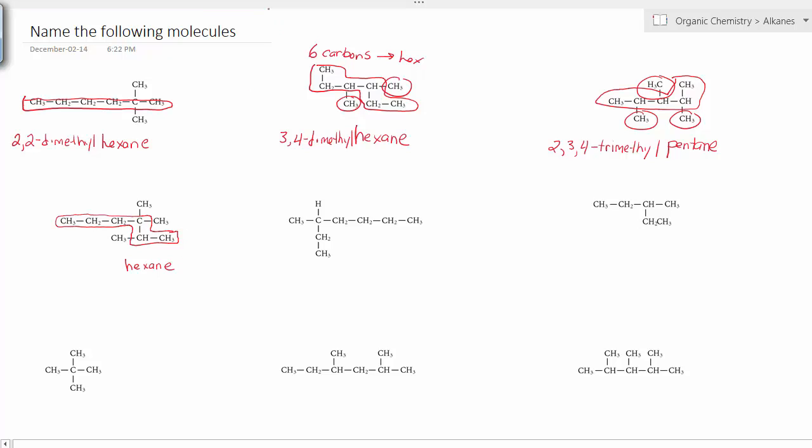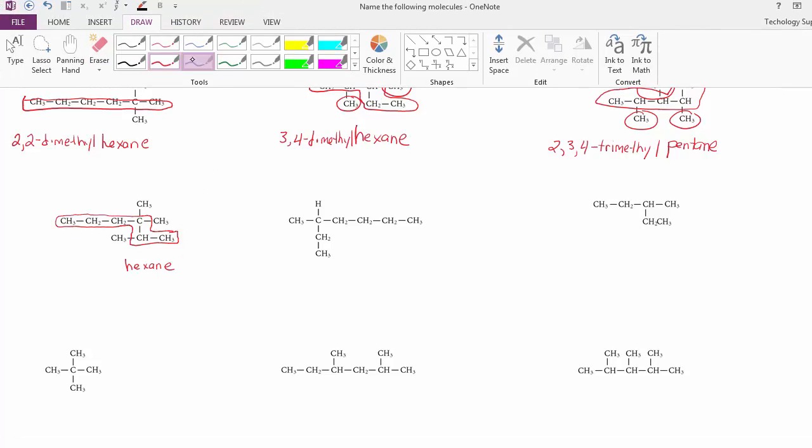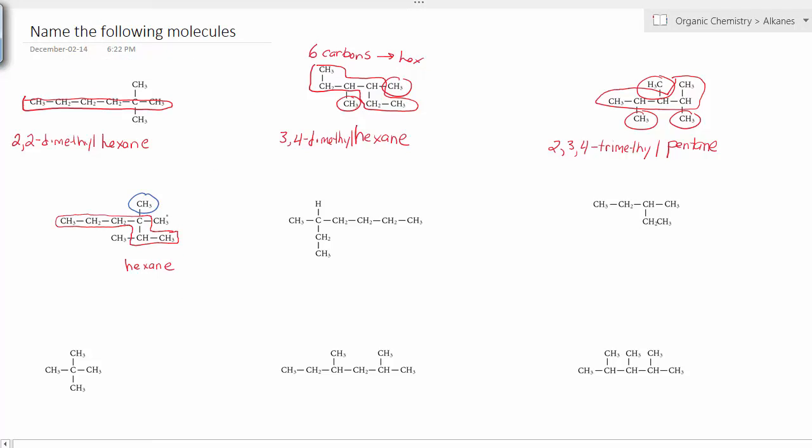So here, again, we have a hexane. We need to switch to a different color here. Here are the methyl branches. You've got methyl branches at carbons 2 and 3. So it's 2,3,3-trimethylhexane.